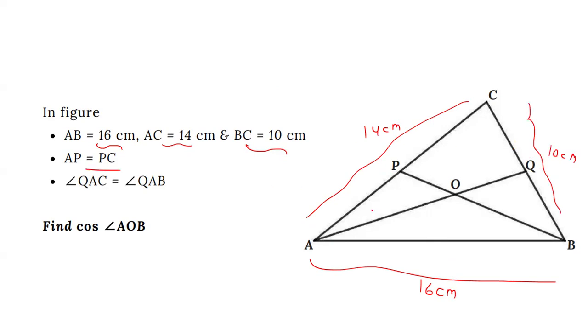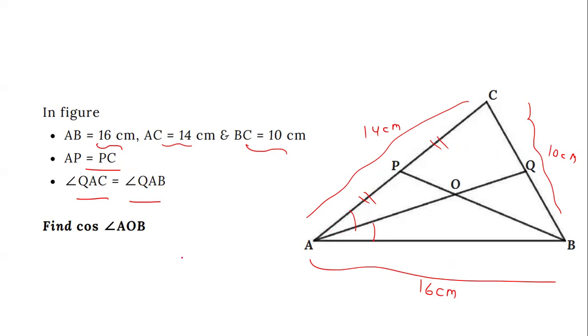AP is equal to PC. So this AP is equal to PC. So both have equal length and the angle QAC is equal to the angle QAB. So this is the angle QAC. It is equal to the angle QAB. So this information is given in the problem.